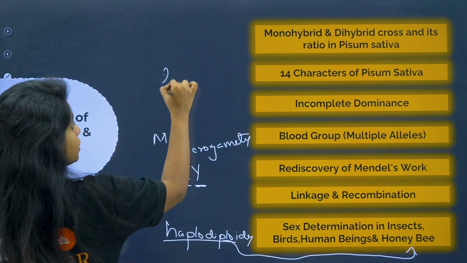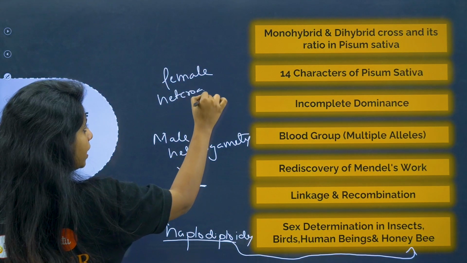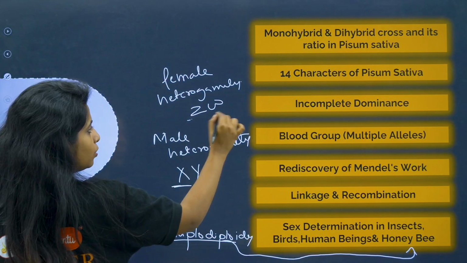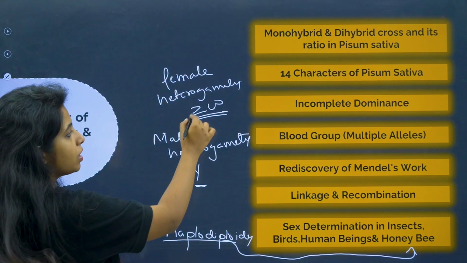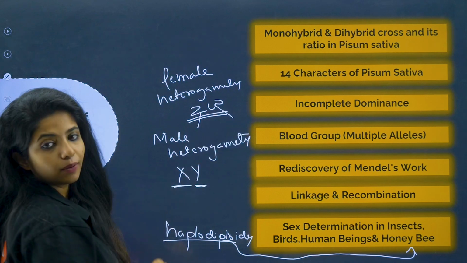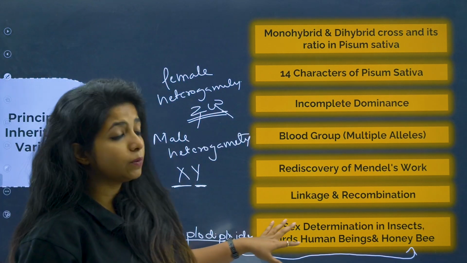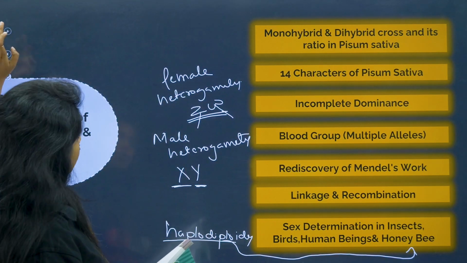Now there is female heterogamety, that is shown in the case of birds, Z and W. That means this would be a female. So they are producing two types of gametes, one can have Z, other can have W. You get it? So those are examples that you can see over here in sex determination. Those things are really, really important. I hope that is also done.